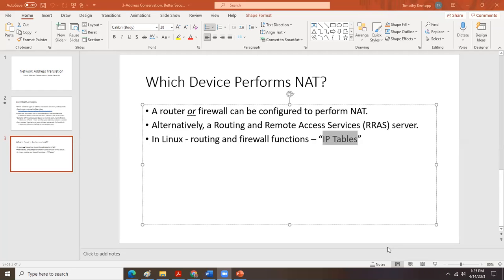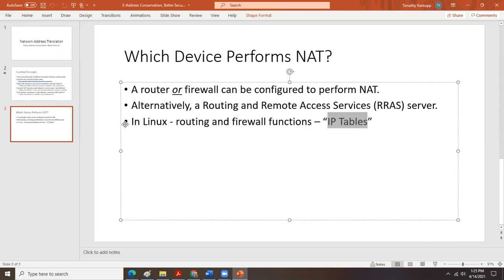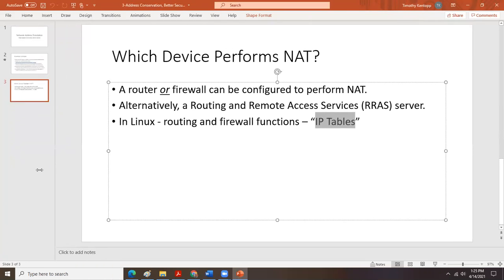Okay, so on Monday we were talking about NAT. We said that a router, can everybody see my screen now? Yes. Okay, sorry about that, folks.